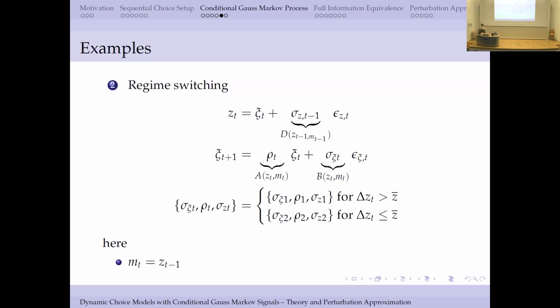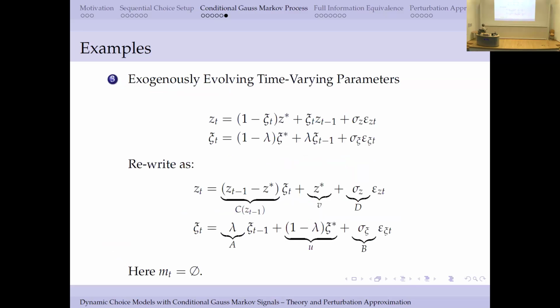Regime switching models, where you switch regimes, but based on the observables, right? So not regime switching models driven by some unobservable switching variable, but regime switching models driven by observables, also a special case of this model. Models with exogenously evolving time-varying parameters, right? So these random coefficient models that I had, Cogley, Sargent, Primiceri, are a special case of these models, right?